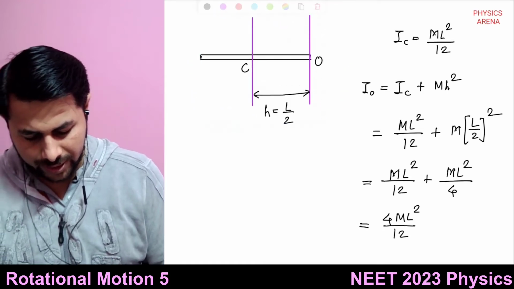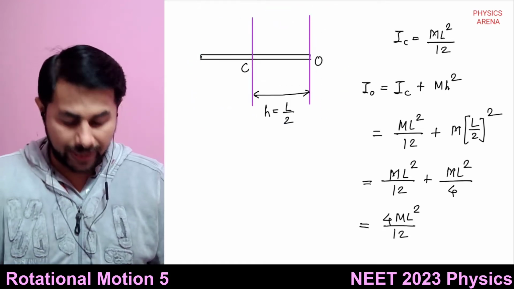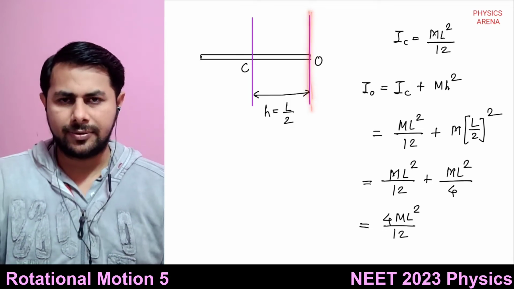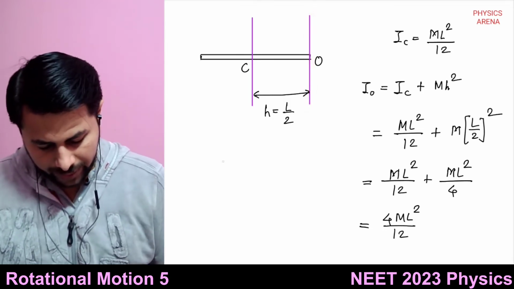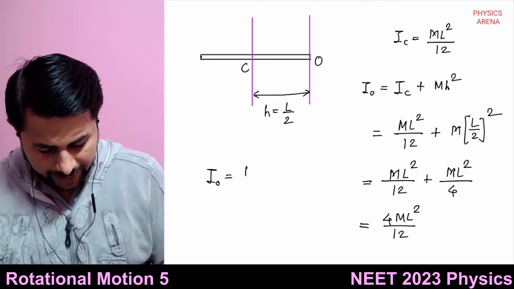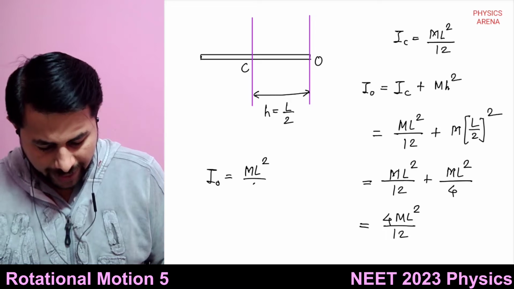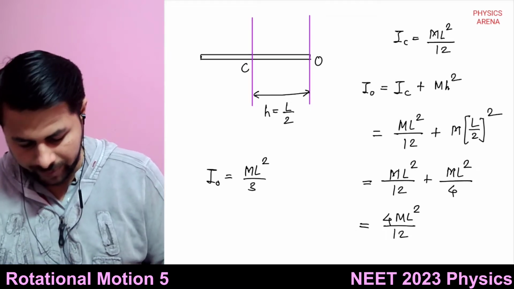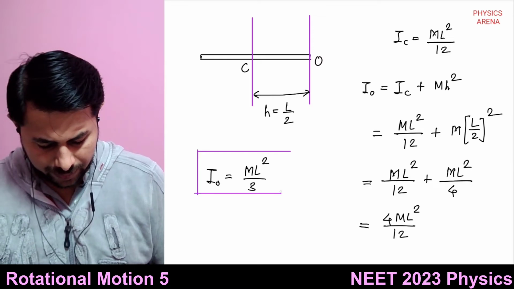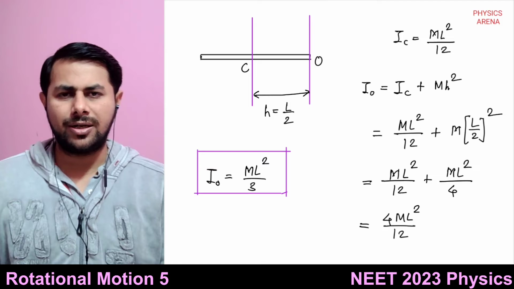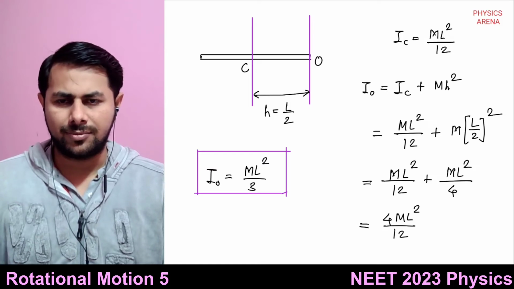Okay, so moment of inertia of a thin rod about an axis which passes through one of its ends, that moment of inertia is equal to what? Ml square divided by 3. So this is the formula. So this is how we can apply the parallel axis theorem.